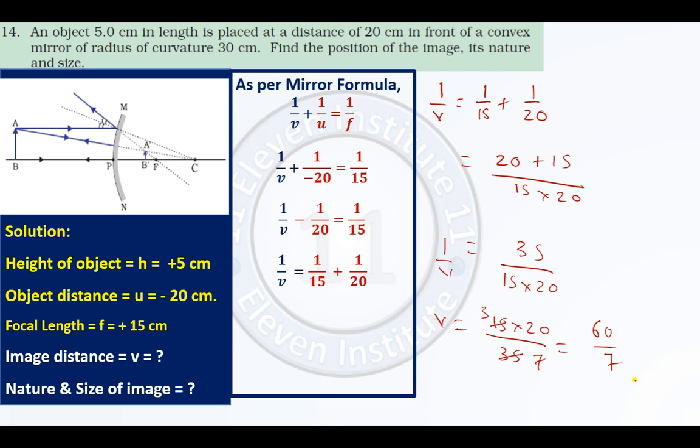Right, let us see. 8.57, sorry. Answer is positive. Answer is positive. It shows that the image is formed on the other side of the mirror. I hope this is quite clear to you.